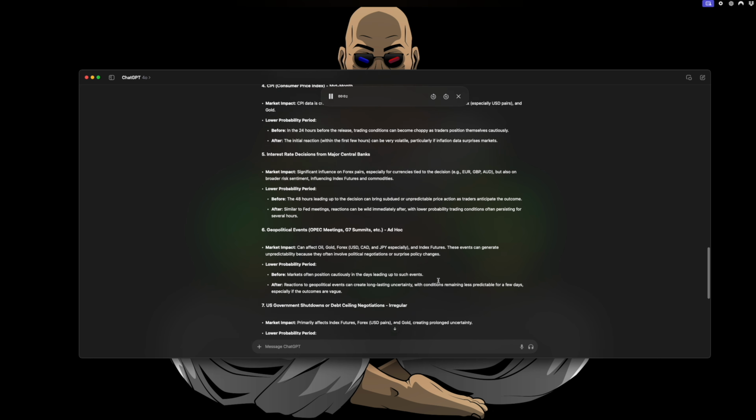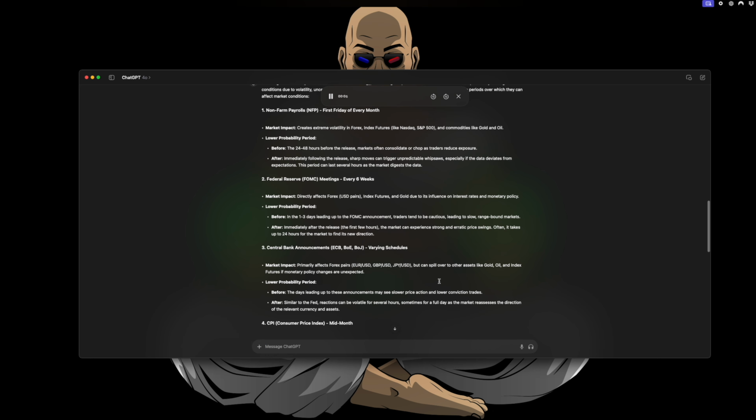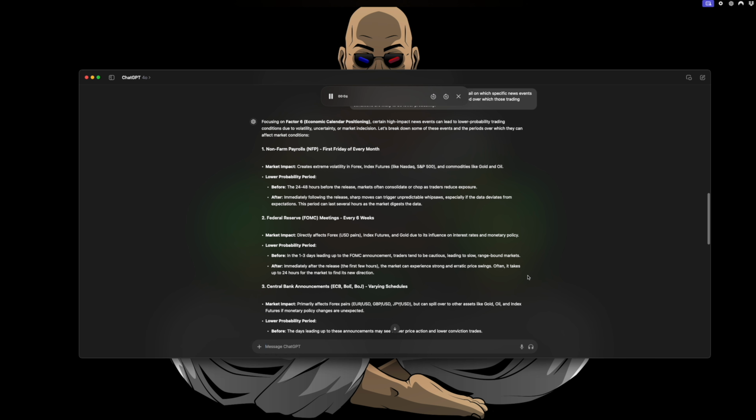Focusing on factor 6, economic calendar positioning. Certain high impact news events can lead to lower probability trading conditions due to volatility, uncertainty, or market indecision. Let's break down some of these events and the periods over which they can affect market conditions. 1. Non-farm payrolls, NFP, first Friday of every month. Market impact creates extreme volatility in Forex, index futures like NASDAQ, S&P 500, and commodities like gold and oil. Lower probability period. Before, the 24 to 48 hours before the release, markets often consolidate or chop as traders reduce exposure. After, immediately following the release, sharp moves can trigger.